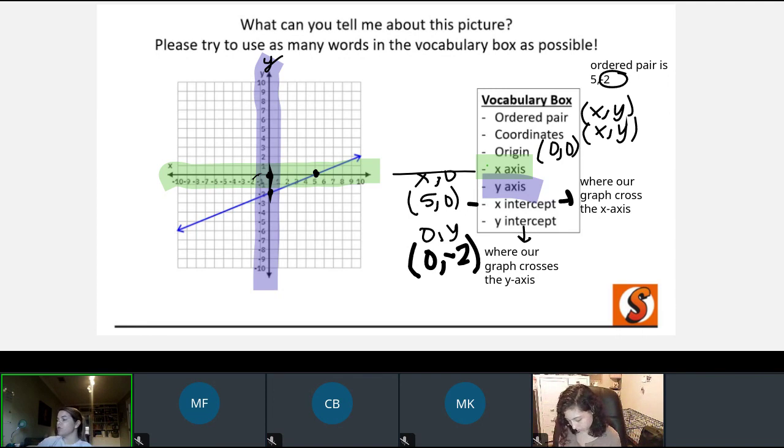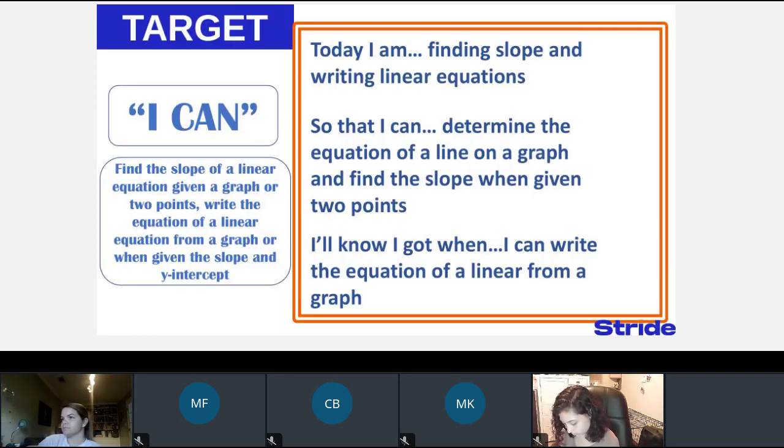Okay, so that's some of our new vocabulary that we're going to be talking about in Unit 3. Some of it might be new. Some of it you may have known for 10 years. I'm not sure, but those are just some key words we're going to be talking about.